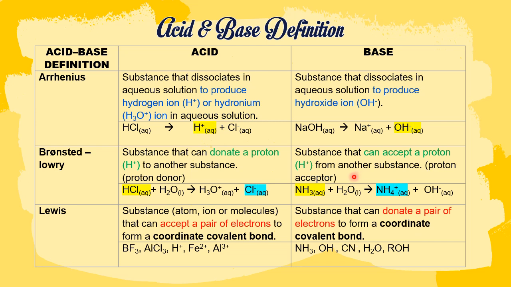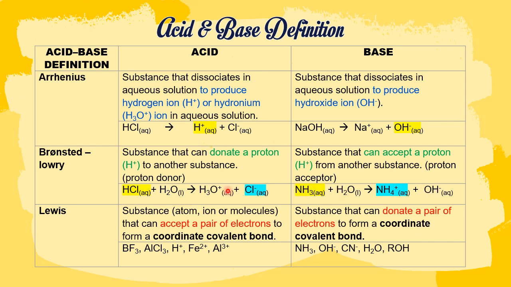Bronsted-Lowry base is a substance that can accept a proton from another substance, so we can call it a proton acceptor as well. Ammonia accepts a proton and becomes ammonium. So this is base, this is conjugate acid. It accepts a proton from H2O. So this is acid, this one is conjugate base.